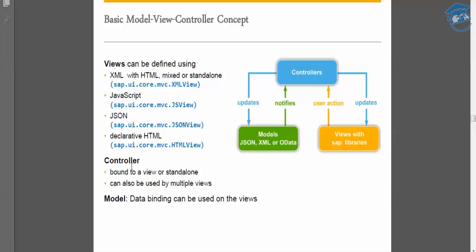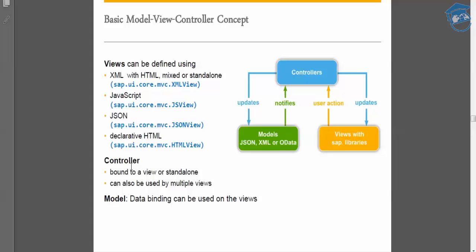And the controllers. Controllers are view specific. A view can have one controller, but a controller can hold multiple views. Suppose you have created a first view, a second view and a third view, and the first view's controller is the first controller, the second view's controller is the second controller, and the third view's controller is the third controller. So each view has its own controller.